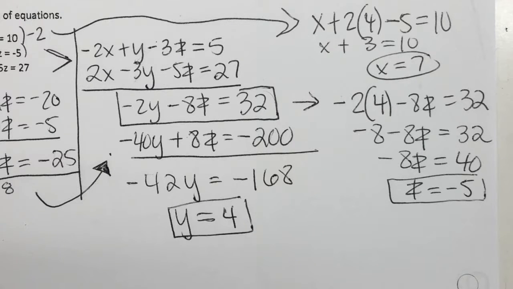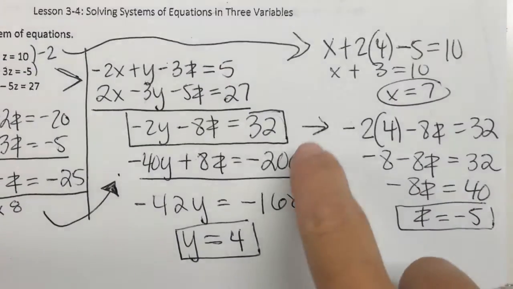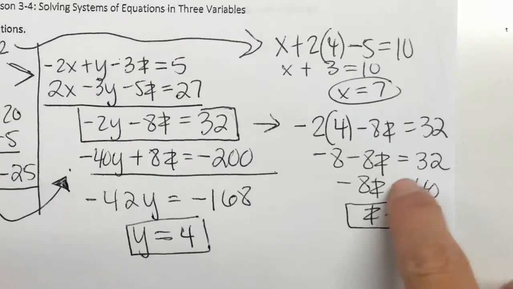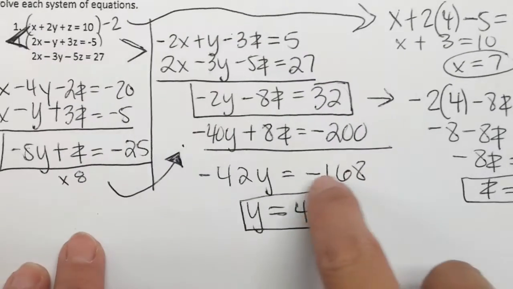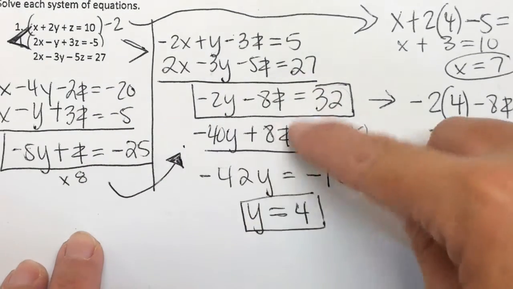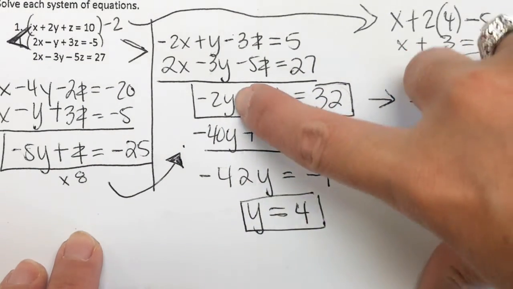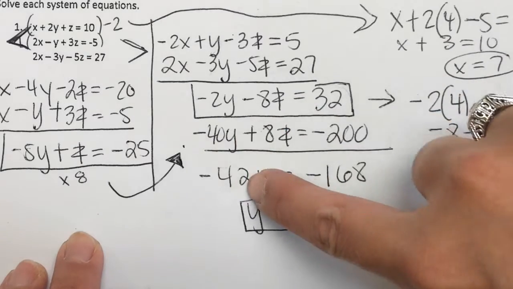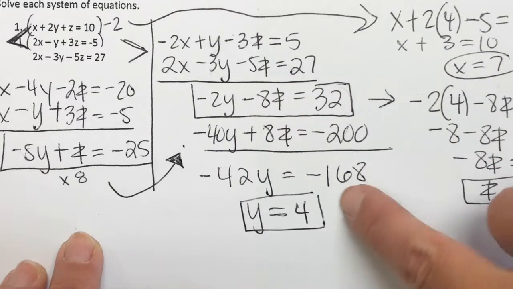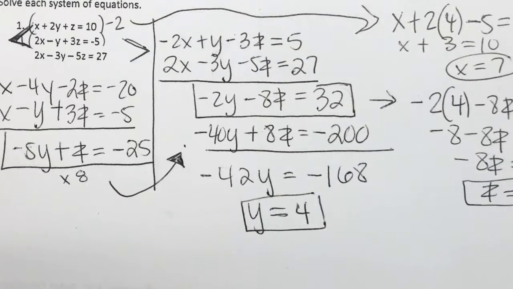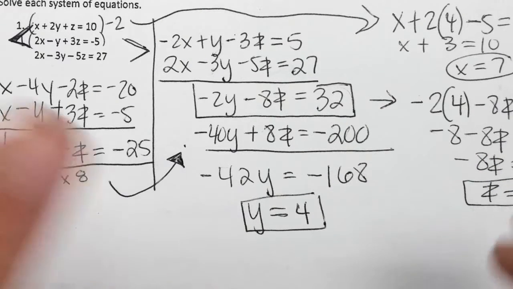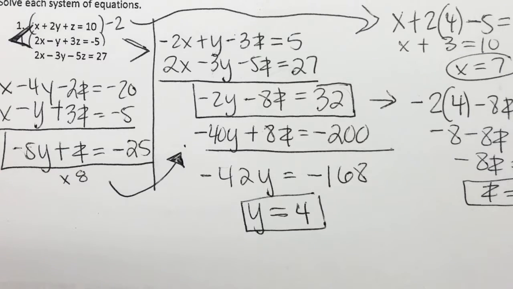How do you go from negative 40y plus 8z to negative 42y? Right here? I added these problems together. So negative 2 plus negative 40 gives me negative 42. This cancels. This gives me negative 168. Any other questions? It's like a jungle of math, so if y'all have a question about one part, just let me know.